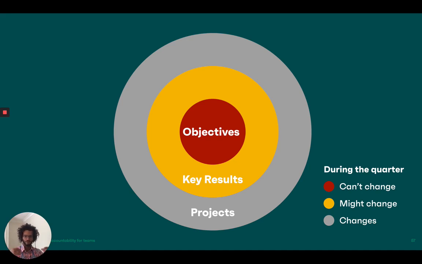But then the projects, they will probably change a lot. And this is what it means to be an agile company. Some of the things you're going to do with your team are going to work, and you'll double down on that. And some of the things you'll do are not going to work so well, and that's okay. You want to keep trying different projects, and make sure that they move things on the key results.